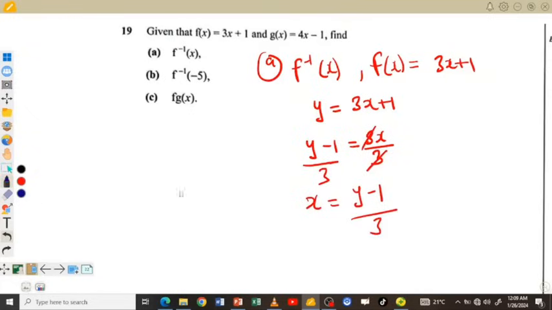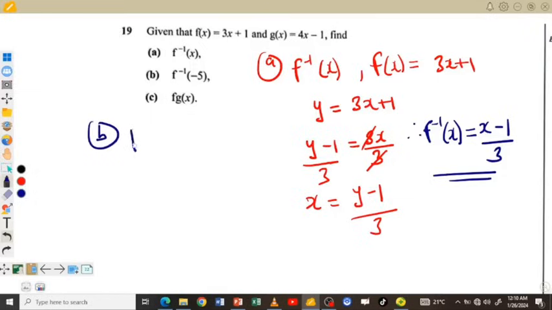So the question is, they want you to find the function inverse of x. So you say, therefore, the function inverse of x is equal to, so on this function that you have, where there is y, you are going to put x, because you are saying function inverse of x, x minus 1 over 3. So this is the answer for question A. Let us now answer question B, where we find function inverse of 5. So to find the function inverse of 5, we already have the function inverse of x, which is this. So this means that where there is x, we are going to put a 5. So we are going to use this same function.